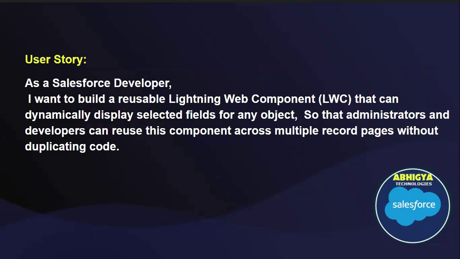We can reuse this across multiple objects, meaning multiple record pages like Account, Contact, or Opportunity. Wherever we want, we can utilize the same Lightning web component without duplicating the same code. Let's see how we are going to build this.